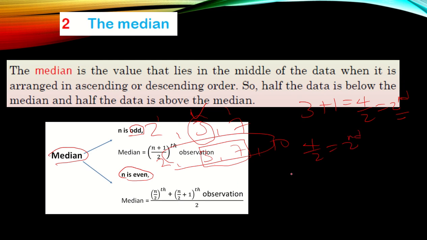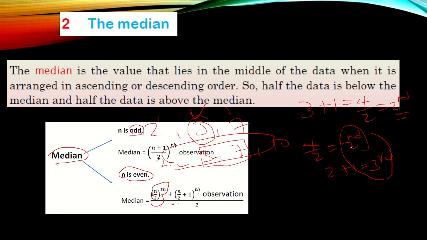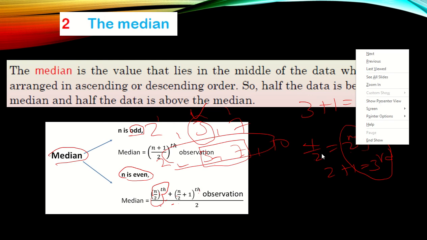And again, 4 divided by 2 is 2, so 2 plus 1 will be 3, the third data. The second and the third data will be added and divided by 2. The formula says n over 2's term plus n over 2 plus 1's term. That means n over 2, like I did here. There are 4 data, so 4 over 2 means 2, which is the second data, plus the next one.